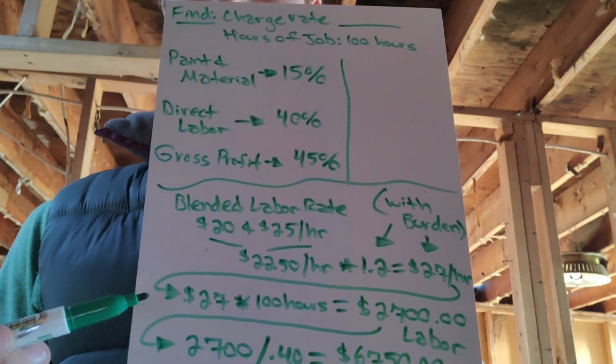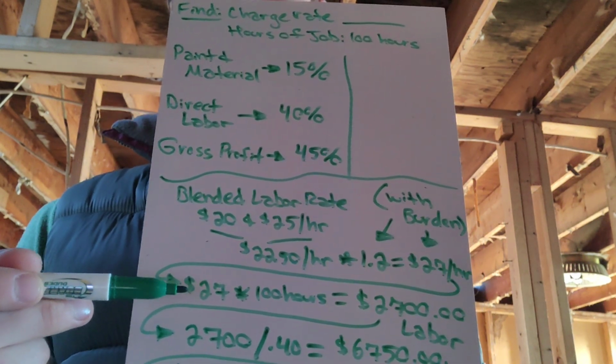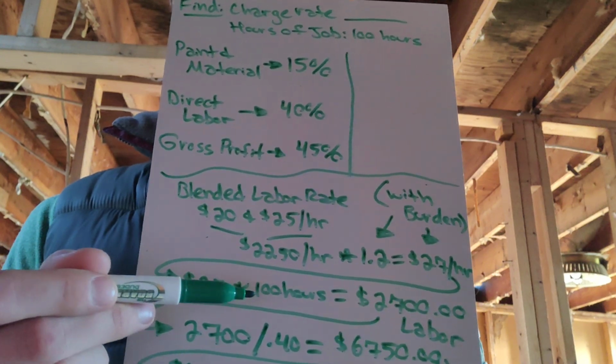Okay, if you bring that down here, the next thing you're going to want to do is take your labor rate with burden, which is 27, and multiply that by 100 labor hours.